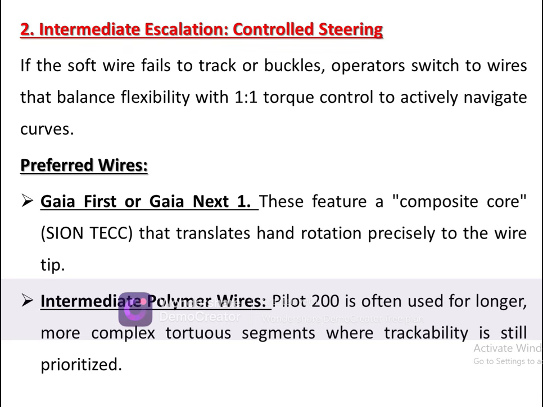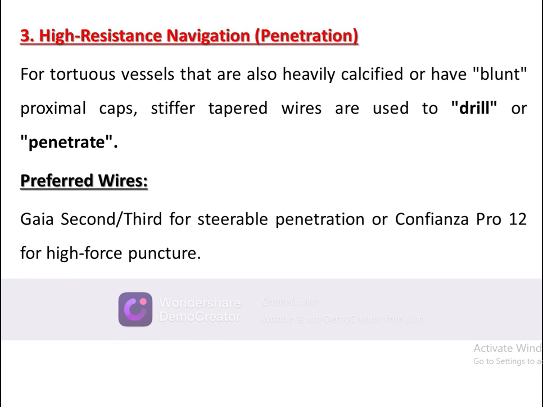The second, intermediate escalation: controlled steering. If the soft wire fails to track or buckles, operators switch to wires that balance flexibility with one-to-one torque control to actively navigate the curves. Preferred wires: Gaia Ferris or Gaia Next One. These feature a composite core that translates hand rotation precisely to the wire tip. Intermediate polymer wires like the Pilot 200 are often used for longer, more complex tortuous segments where trackability is still prioritized.